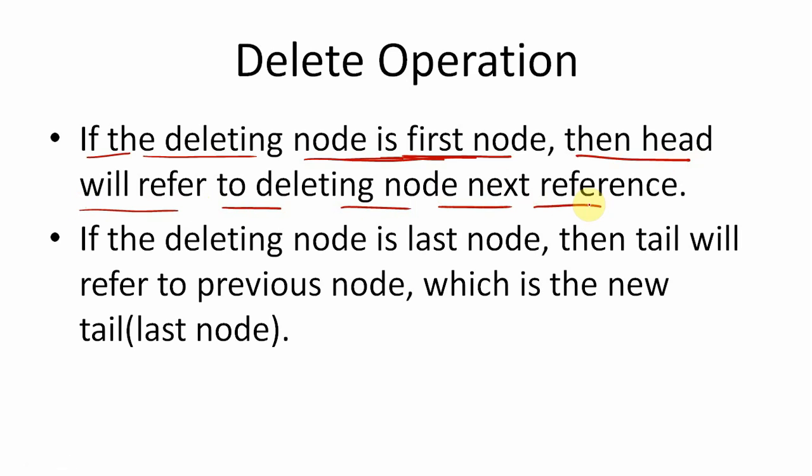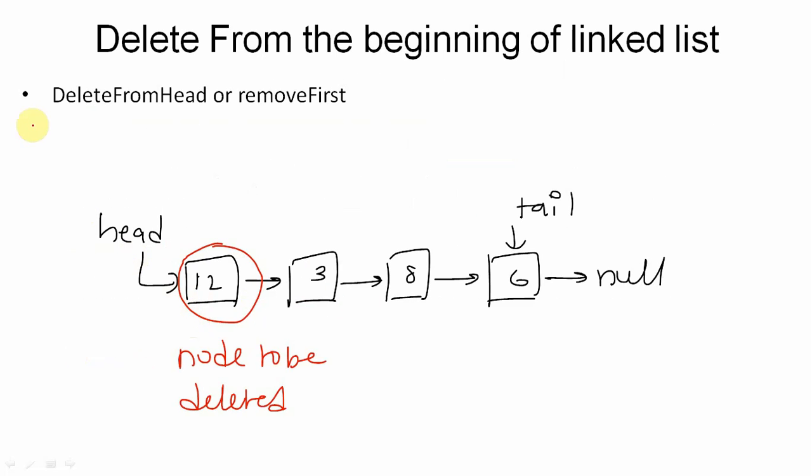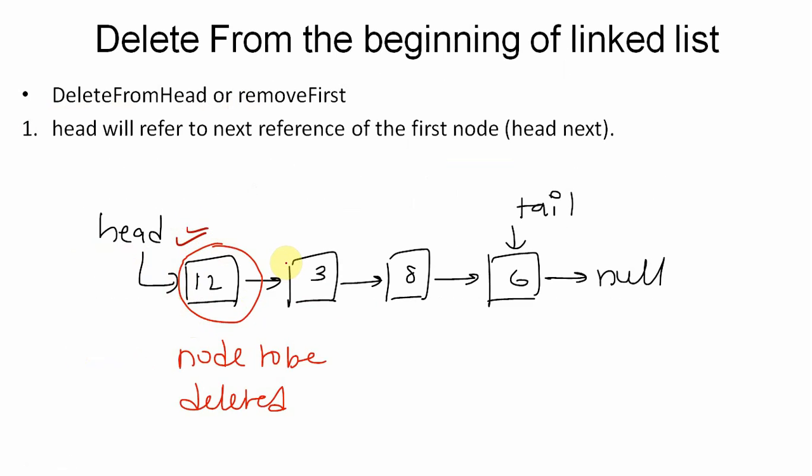If there is one node, then head and tail both need to be updated. Consider this scenario. If this is the node and this is the only node, then what happens? We'll have to update the head to the next, which is null, and also the tail to the next. Okay, so there is a special case of a single node. In case of multiple nodes, head only will be updated.